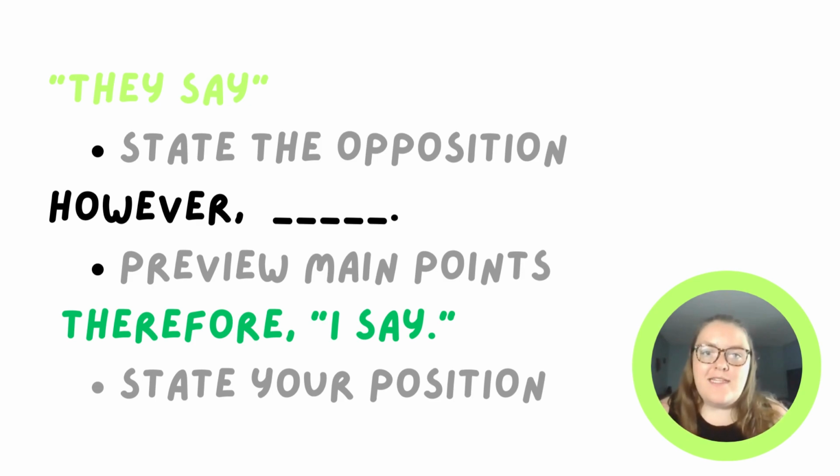The second part of the template is the however blank. In this case, you fill the blank by previewing your line of reasoning. What are the reasons that you are going to use to establish your own position? Finally, the therefore I say is where you present your argument as the defensible thesis statement.